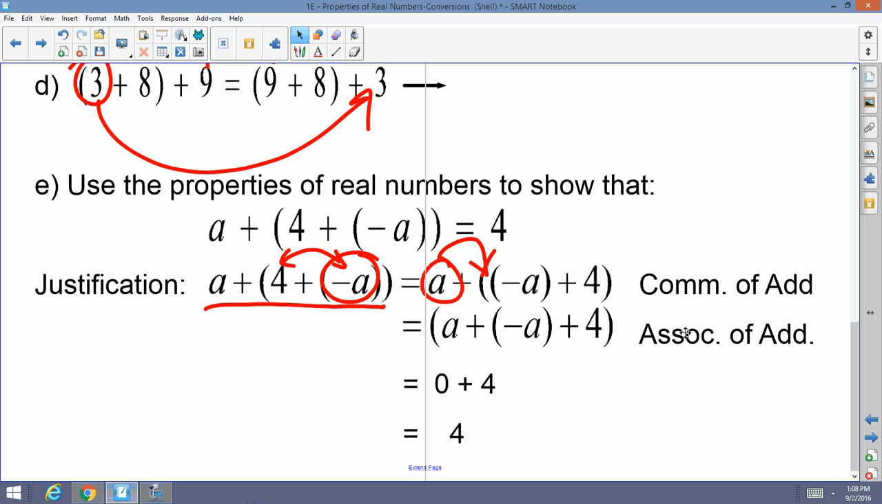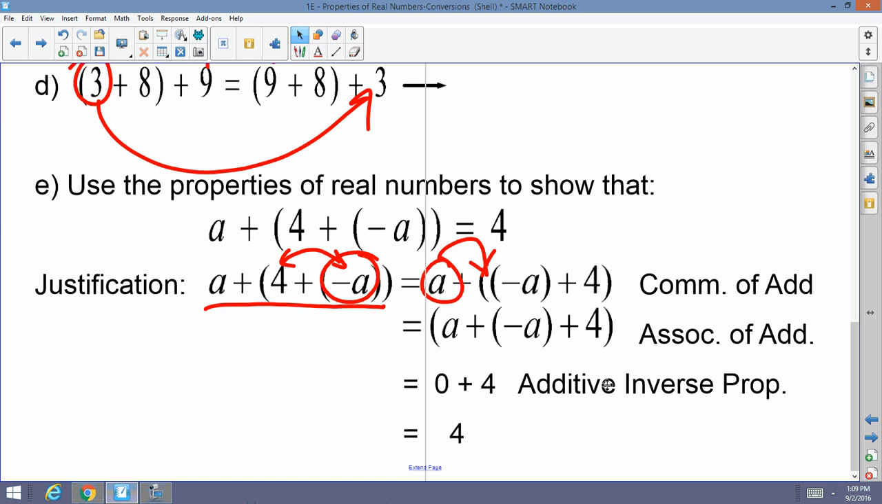Again, I brought something into the parentheses, okay? Then a plus a negative a equals 0. And then I have 0 plus 4 left over. Well, this a plus a negative a, I took a number and added it to its opposite, and I got 0. And that, of course, is the additive inverse property, or the inverse property of addition.